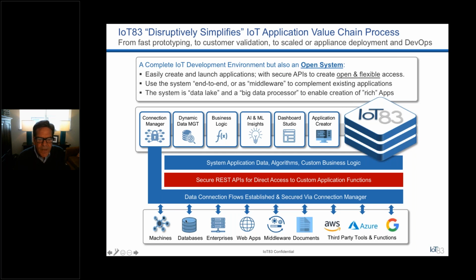You want to be able to connect to other databases that have got relevant information to the application. You want to be able to create the enterprise applications that are core to business operations that are now complemented by this digital transformation or IoT solution. There may be third-party web applications that are important to integrate, or middleware, or documents. It may be important to connect to other functions you have running on AWS or Azure or Google or IBM Watson. So we can either connect to these solutions via the connection manager or via APIs that are created in the system to be able to directly interwork with the applications that you create.